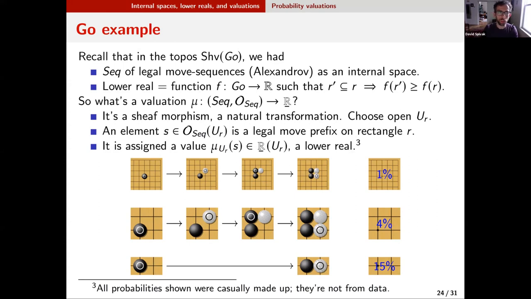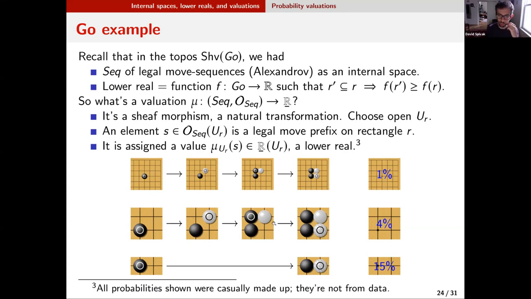So on the topos of sheaves on Go, the sequences were legal move sequences, and lower reals are functions that are increasing as you make the rectangle smaller. And so evaluation, let's just look at this thing here. It says that when you look at this sequence of, you know, black being in the corner and white invading and black extending and all that sort of stuff, the likelihood of this, and I just made this number up, let's say it's 1%. But when you zoom in and you look at the exact same sequence, you restrict it. You see the same sequence happening, but now it's 4%.